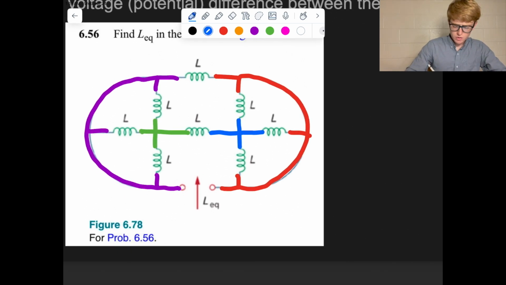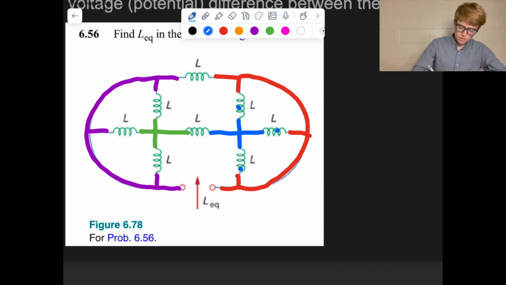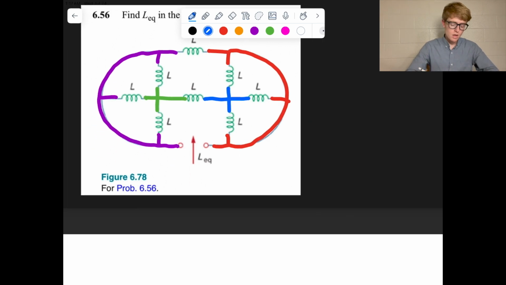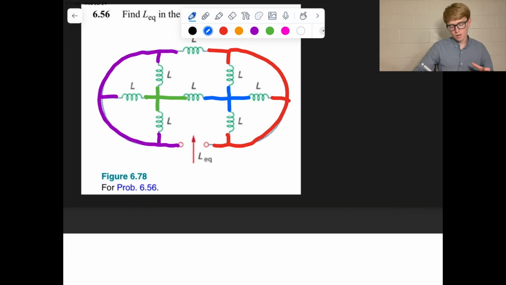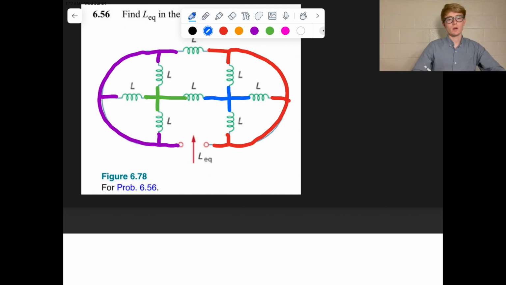So what do we see here? So we see this group of inductors here. These three share both nodes. So they're all in parallel. So it's hard to see the way that this is drawn, but when you start identifying nodes, it becomes a little bit more clear. So these three inductors here, they share the red node and the blue node.